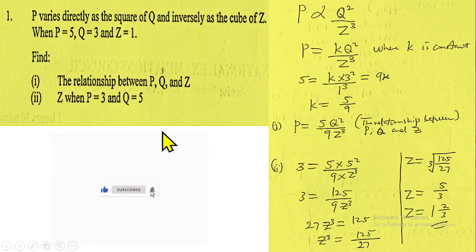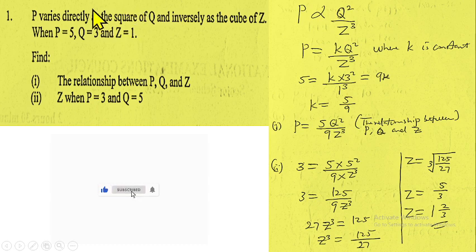Now, this is the first question we have to solve in this Neco 2023 General Mathematics, the theoretical aspect of it. The first question is from variation, and the question says that P varies directly as the square of Q, and inversely as the cube of Z. When P is equal to 5, Q is equal to 3, and Z is equal to 1, you have to find the relationship between P, Q, and Z, and you have to find Z when P is equal to 3 and Q is equal to 5.